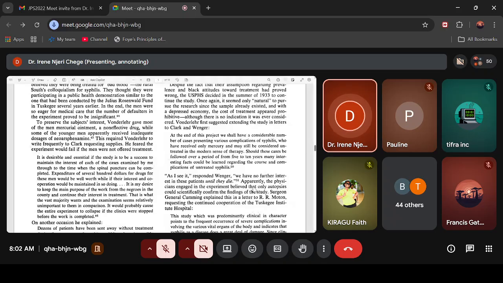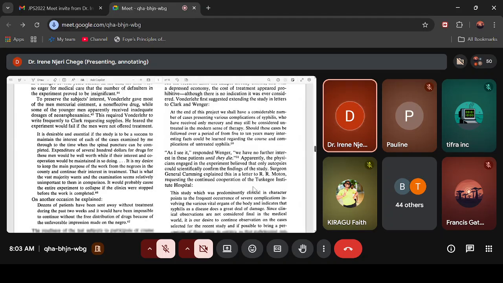So to preserve the interests of these men, this doctor gave them mercuric ointment, a non-infective drug, while some of the younger men received neoarsphenamine. So first he gave a drug, mercuric treatment, which was already ineffective in the 1910 study, the 1920 study, the 1890 study. So by this time, people were using arsenical compounds. So first he gave them mercury, which they already knew was not going to work. Then he gave a few the arsenic, just to keep them interested in coming. And he actually wrote frequently to ask for supplies. He feared the experiment would fail if the men were not offered treatment. So let's lie to the patient that we're about to help them so that they keep coming.